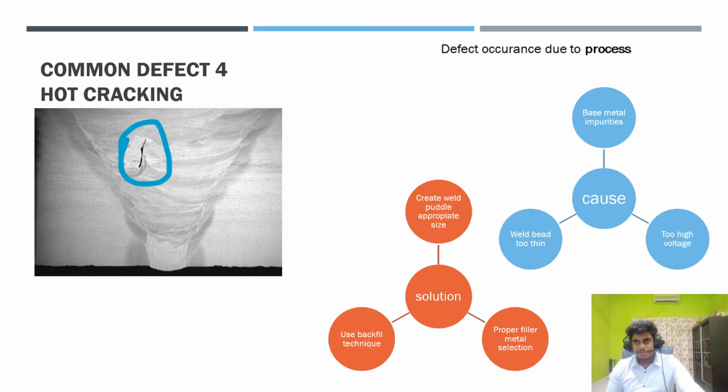The defect is an occurrence of the process again, not the environment, and the specific cause is when the base metal has impurities, the weld bead is too thin, and the voltage is too high. To solve this, create the weld puddle at an appropriate size, and the proper filler metal has to be chosen based on mild steel 6 millimeter. You should not use incompatible filler metal, and you can use the backfill technique.